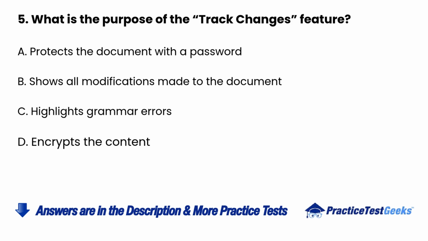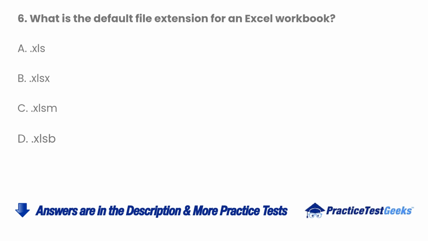A. Protects the document with a password. B. Shows all modifications made to the document. C. Highlights grammar errors. D. Encrypts the content. 6. What is the default file extension for an Excel workbook? A. .xls. B. .xlsx. C.